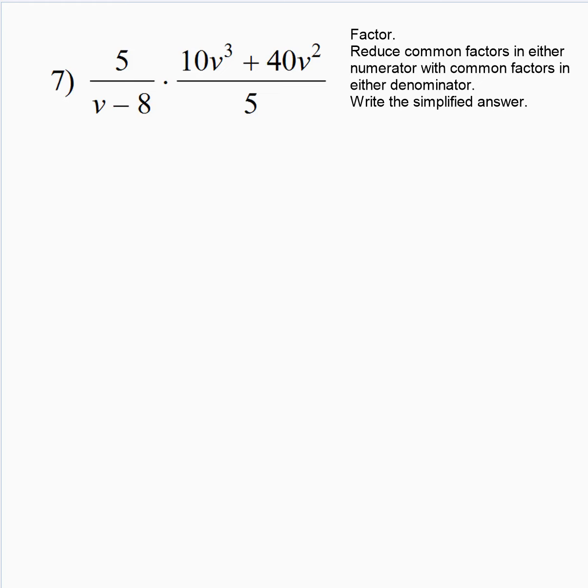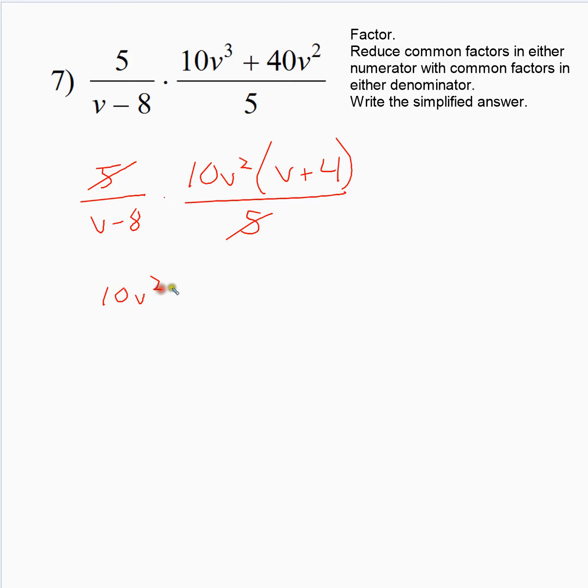I think this is one last multiplication. We can factor the numerator of the second part. It actually doesn't look like we'll have much reducing we can do. We can factor out a 10v squared out of both of these, and that's left with a v plus 4 over 5. And so we notice the only thing that really reduces here is we can reduce a 5 with a 5, and we're left with 10v squared times v plus 4 over v minus 8. And we'll just go ahead and leave that in factored form.